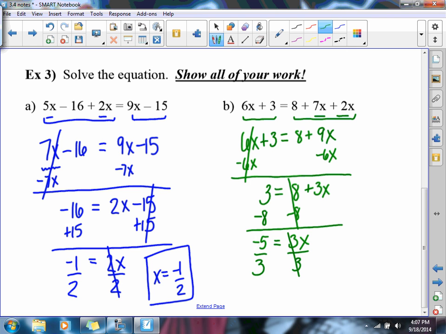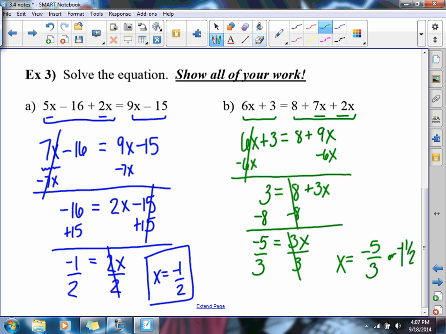Uh-oh. Looks like I'm going to get another fraction for an answer. Negative 5/3. And that's as reduced as it can get. The only thing that I could do to it would be to write it as a mixed number. So negative 1 2/3 would also be correct.